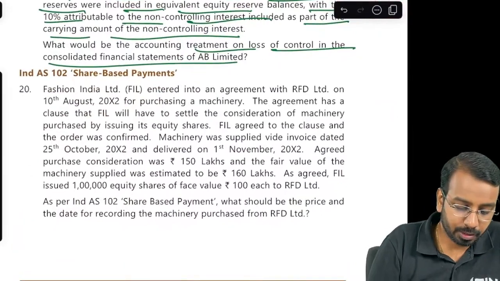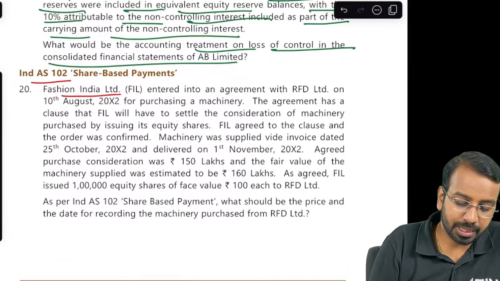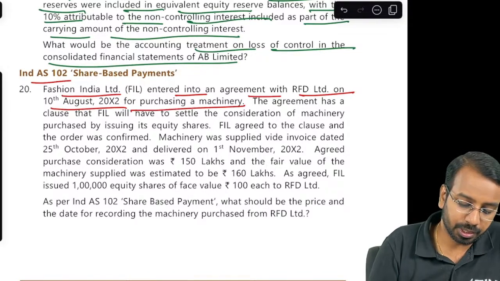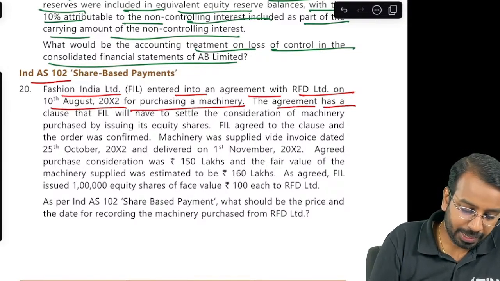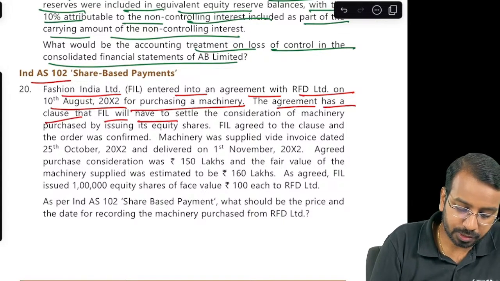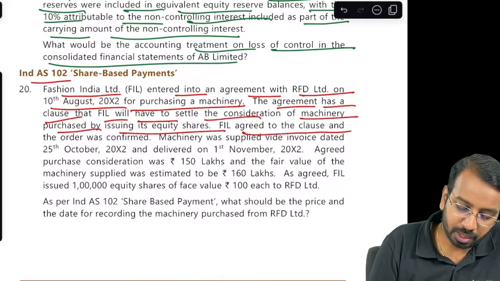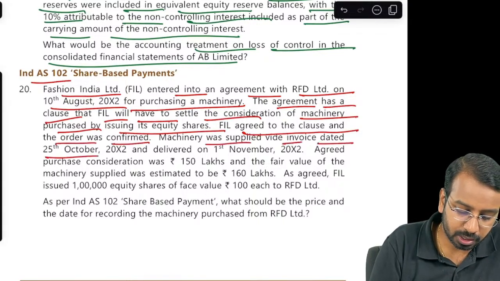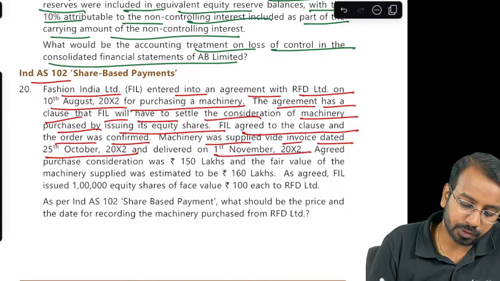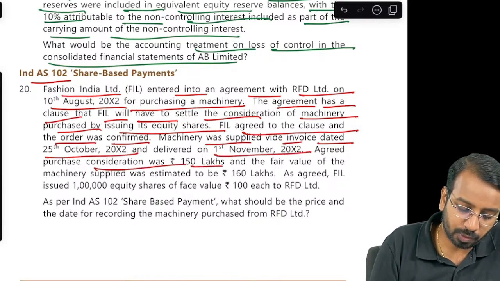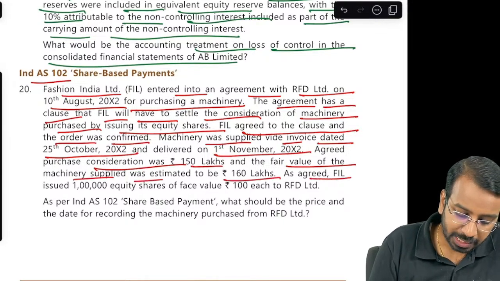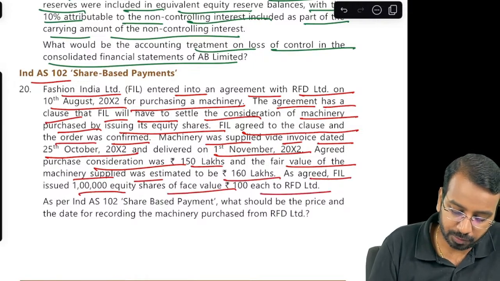Then the last one, Ind AS 102. Fashion India Limited entered into an agreement with RFD Limited on 10th of August for purchasing a machinery. Agreement has a clause that FIL will have to settle the consideration of machinery purchased by issuing equity shares. FIL agreed to the clause and the order was confirmed. Machinery was supplied by invoice dated 25th of October and delivered on 1st of November. Agreed purchase consideration is 150 lakhs. Fair value of the machinery supplied is 160. FIL issued 1 lakh equity shares of face value of 100 each.